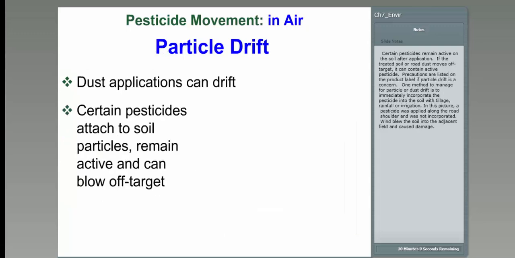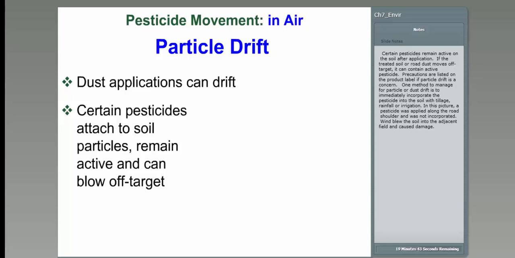Certain pesticides remain active on the soil after application. If the treated soil or road dust moves off target, it can contain active pesticide. Precautions are listed on the product label if particle drift is a concern.